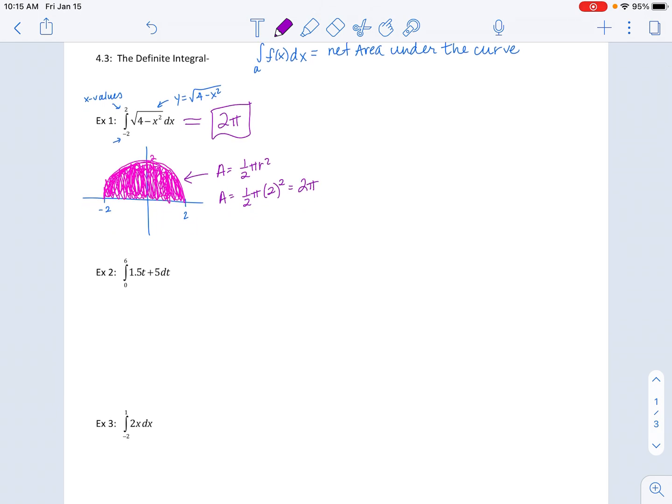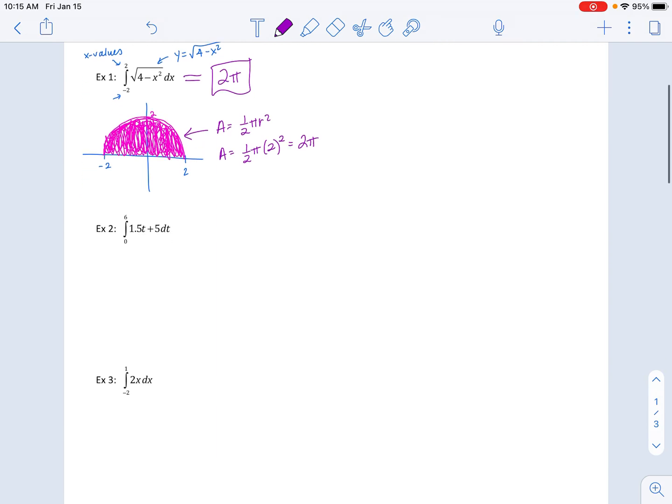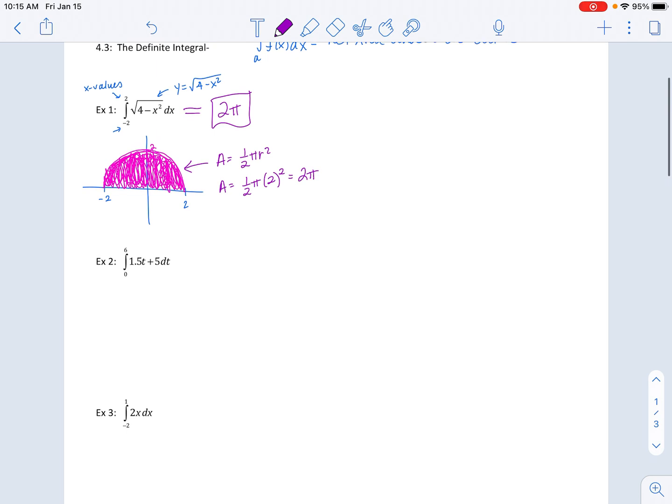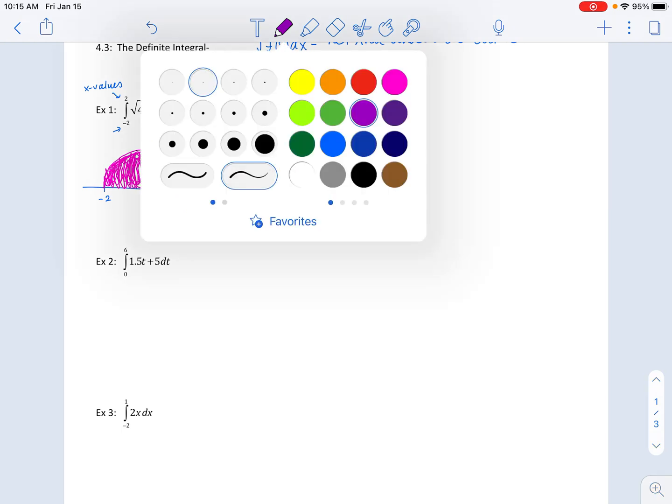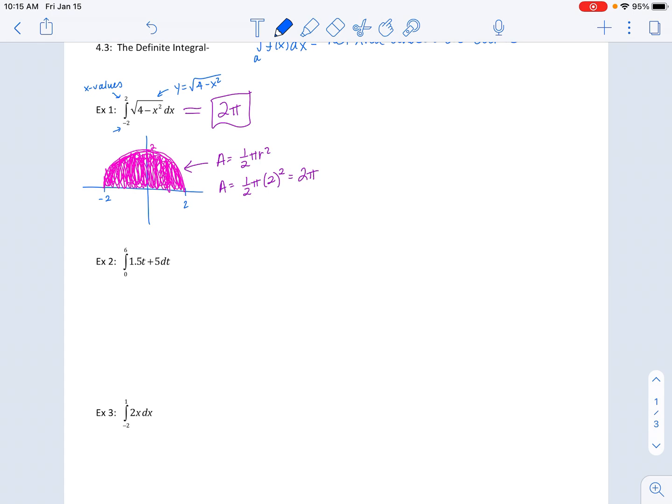Okay, let's go on to another one here. Again, the tricky part right now is that we don't have any grid lines, we don't have any formal boxes to count or anything like that. So we're just doing these rough sketches of these functions and seeing what they look like. So for example 2, let's talk about graphing. Again, y equals 1.5x plus 5.